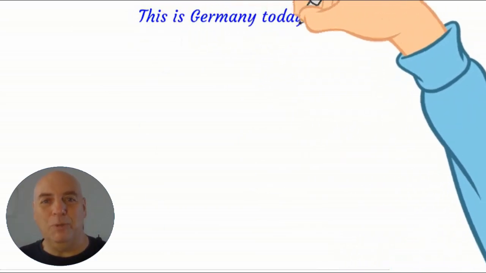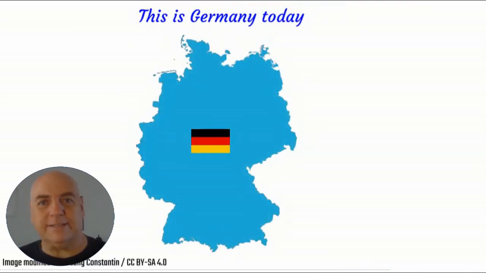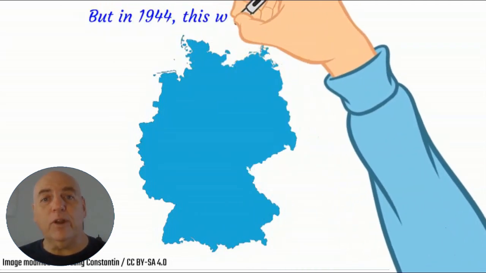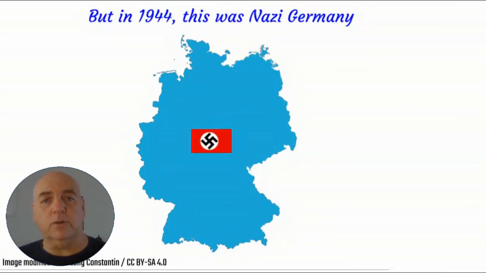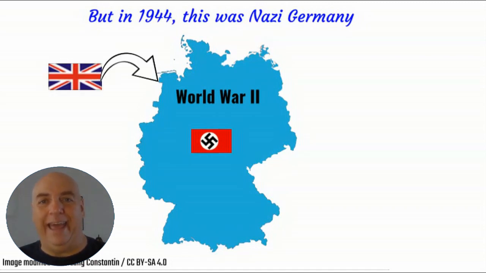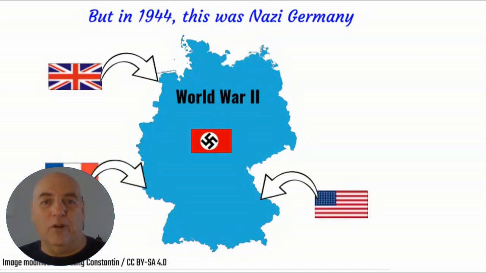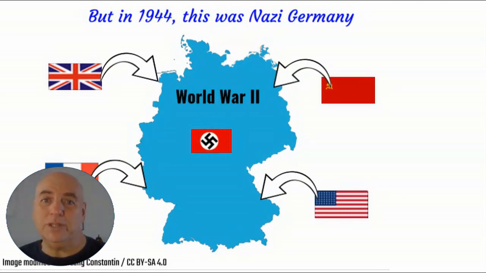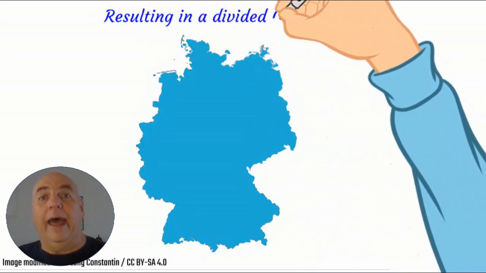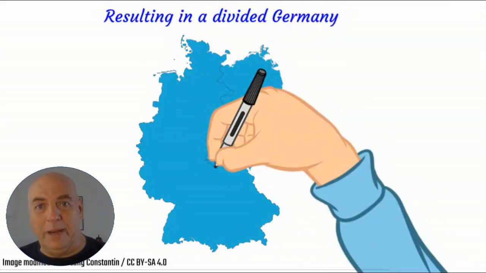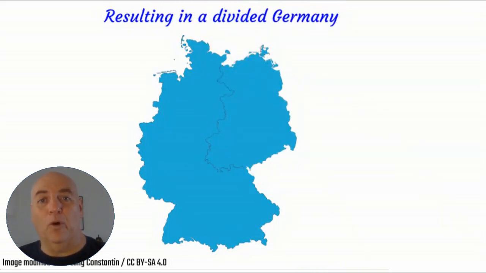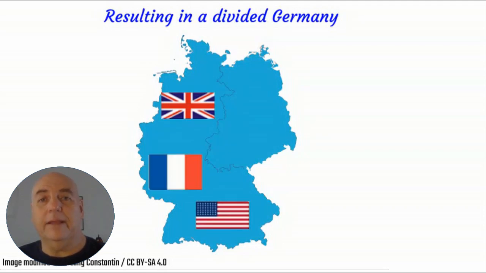Here we have a map of Germany, of today, more or less. But in 1944, it didn't look like that, because in 1944, Germany was under Nazi control. World War II was going on, and Germany was invaded by the Allies: Britain, France, the United States, and Russia, or the Soviets. And eventually, Germany was divided into four different zones.